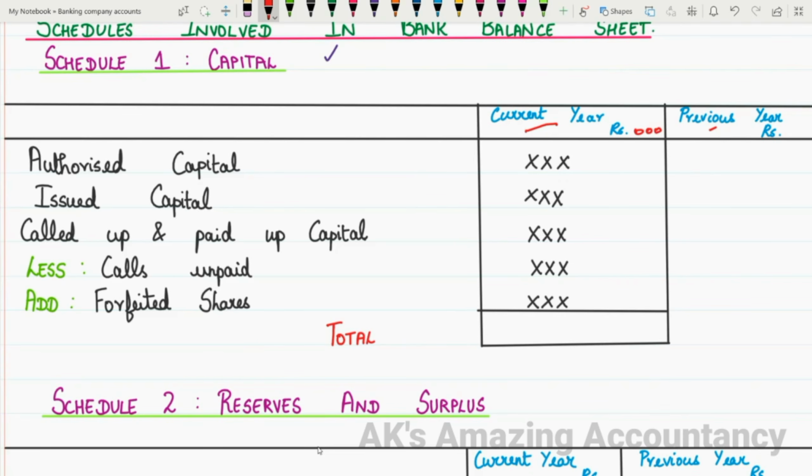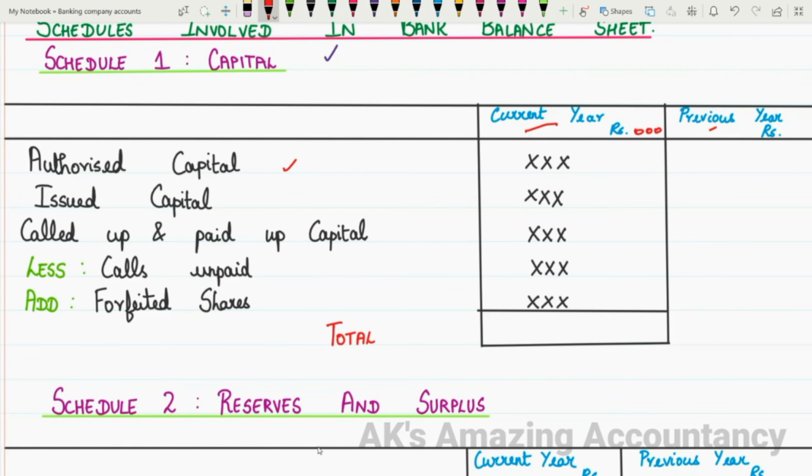So under Schedule 1 capital, let us see what all items will come. First, you will be entering the authorized capital, if it is given in the problem. But remember, authorized capital will not be taken into account for totaling purpose. It is the maximum amount of capital which the company is authorized to raise as per the memorandum of association.